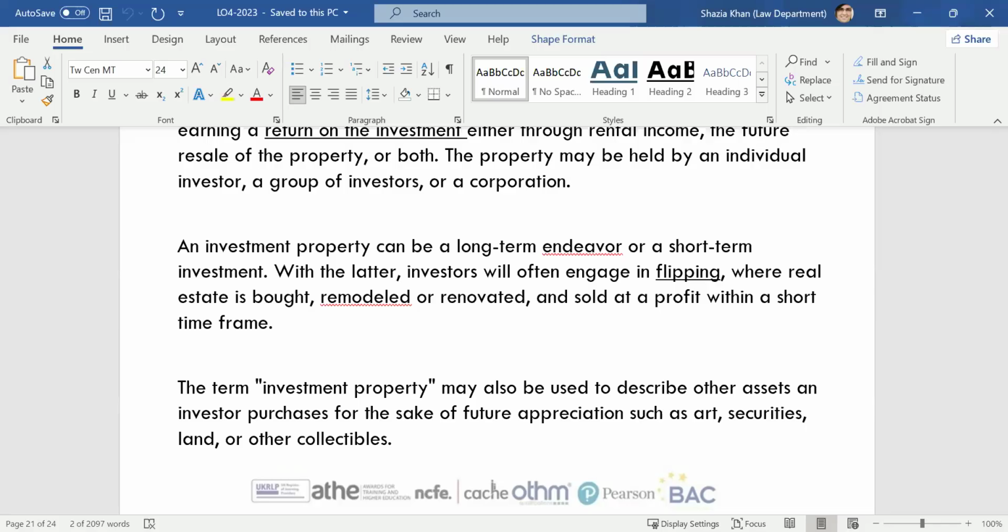Also, the key factors to consider when you are looking at real estate investment include things like your location. Why is your location so important when it comes to real estate property?